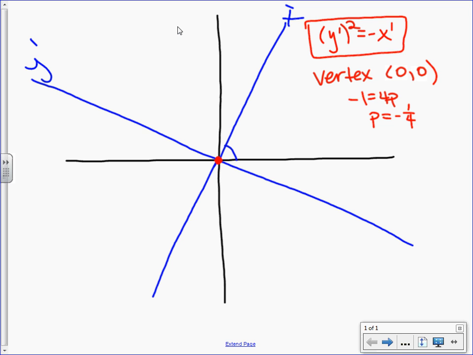So that means we have a directrix. Our focus is 1/4 to the inside of our parabola, and our directrix is 1/4 to the outside of our parabola. How did we plot a point or two? We go to the focus and we go out double P.